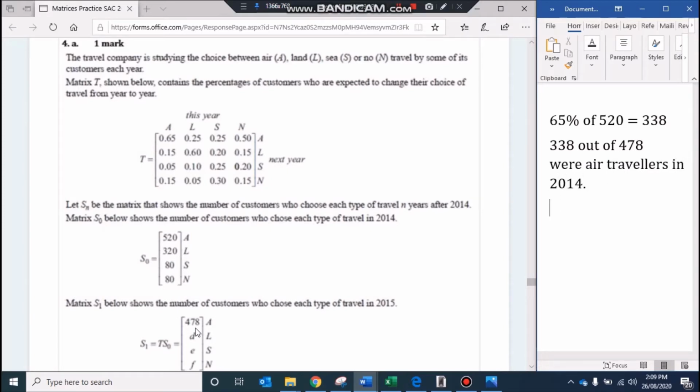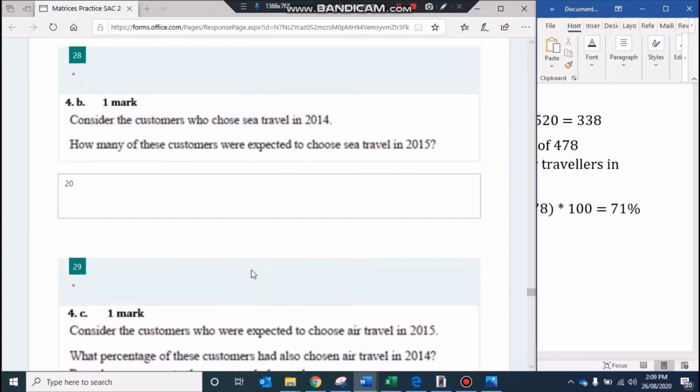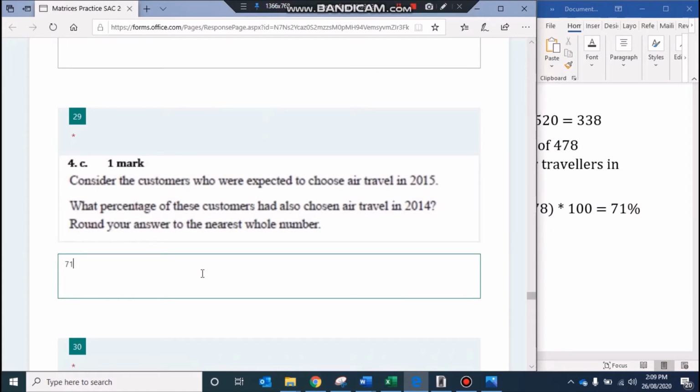So what we want to work out is, what is 338 out of 478 as a percentage? Well, the way we can work that out is, if you take 338 and divide it by 478, then you multiply it by 100. That will give you your percentage. So when you put that in your calculator, 338 divided by 478, then you times it by 100, up to the nearest whole number, you get 71%. So a bit of a tricky 1-mark question, that one.